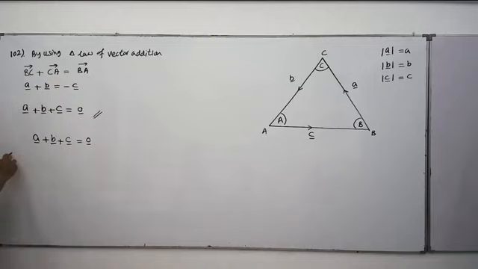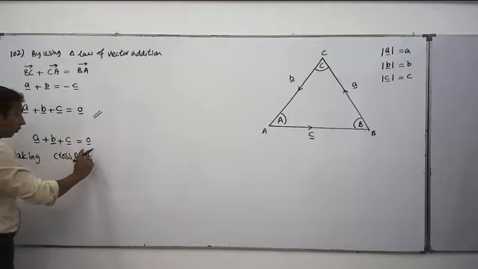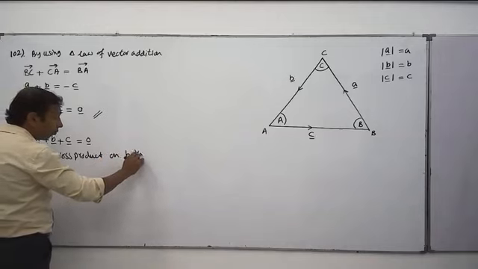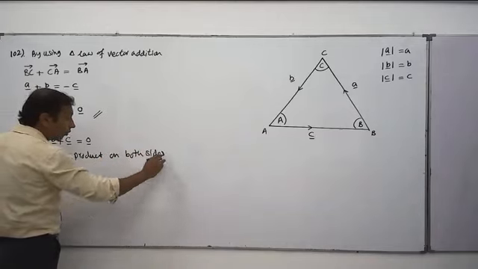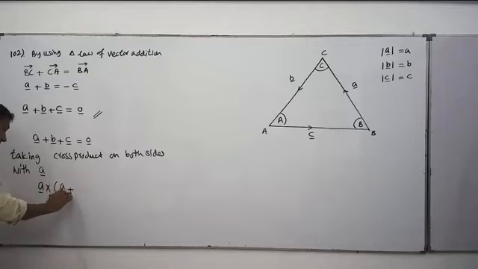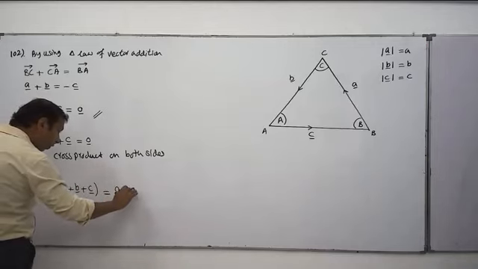Taking the cross product on both sides with vector A, like this: A cross (A plus B plus C) vector equals A cross null vector.